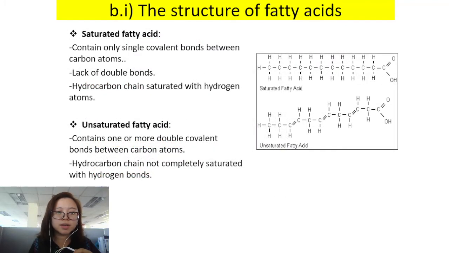Moving on. When we talk about these fatty acids, these long tails, there are two types: saturated fatty acid or unsaturated fatty acid. Saturated fatty acids contain only single covalent bonds between carbon atoms and they lack double bonds. The hydrocarbon chain is saturated with hydrogen atoms. Here the saturated fatty acid is the chain at the top. It has only single bonds, and all its carbons are bonded with hydrogen.